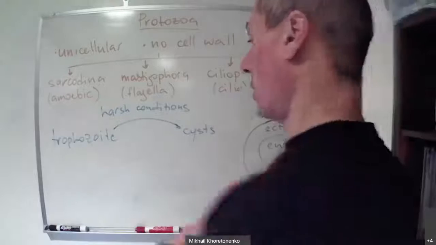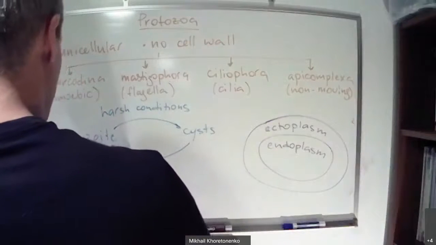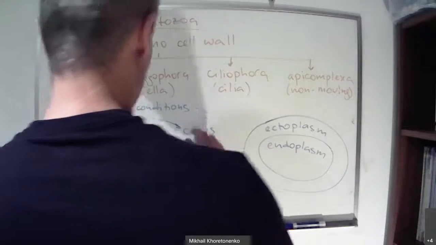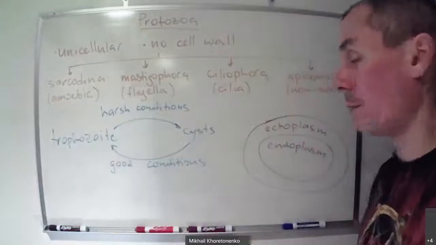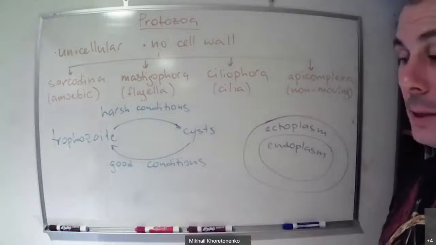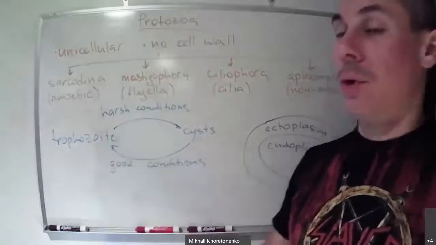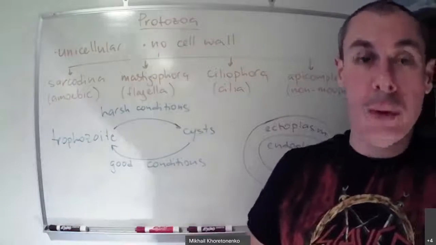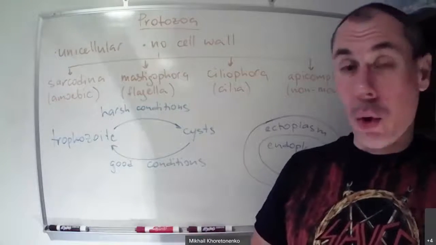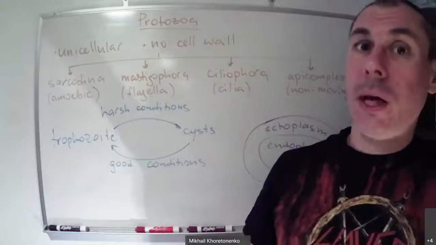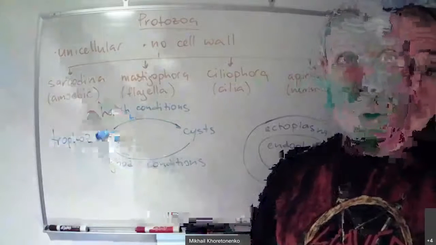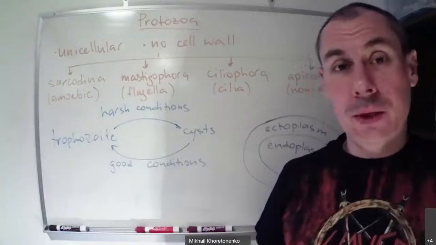But when environmental conditions become good, cysts can become trophozoites. It's important to understand that both trophozoites and cysts can lead to infection. You can consume a protozoa in the form of a trophozoite and it will cause the disease, or you can consume a cyst, and the cyst in your body will become a trophozoite and cause some kind of a problem. Does that make sense?